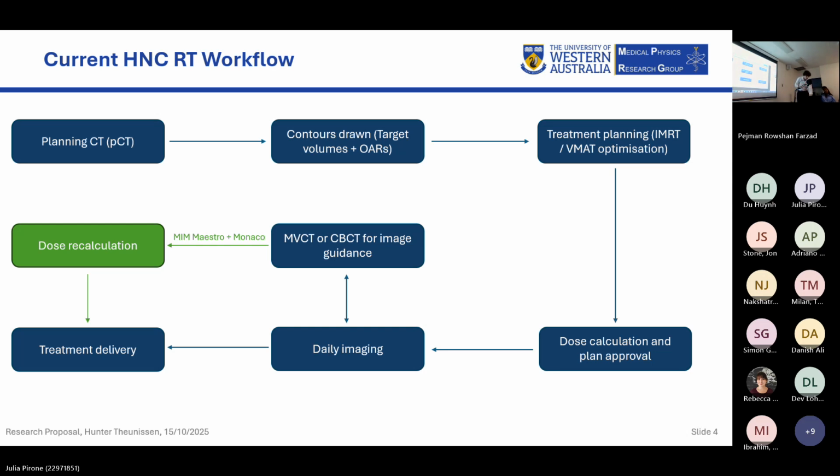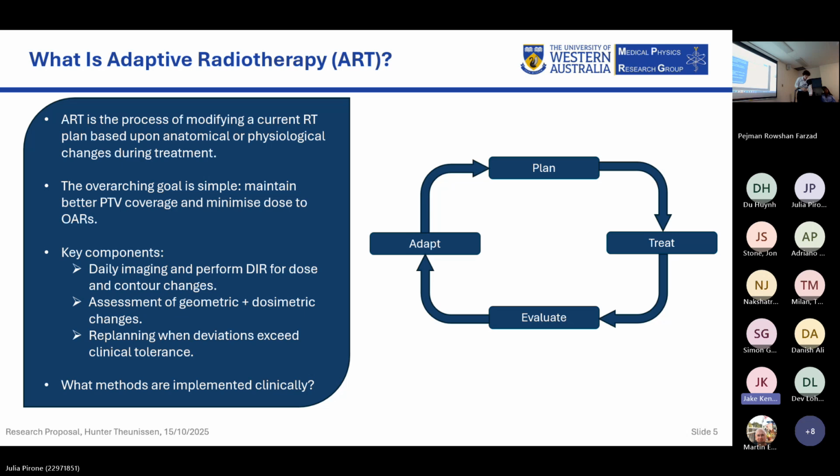So now we'll get into what actually is adaptive radiotherapy. The process is quite simple. We are updating the radiotherapy plan in accordance with the physiological or anatomical changes seen during treatment. The goal is also very simple. We are trying to reduce dose to surrounding organs and better the PTV coverage throughout the course of treatment. That involves daily imaging, assessment of the geometry of the anatomy once that imaging has taken place, and therefore replanning when some sort of deviation is exceeded.